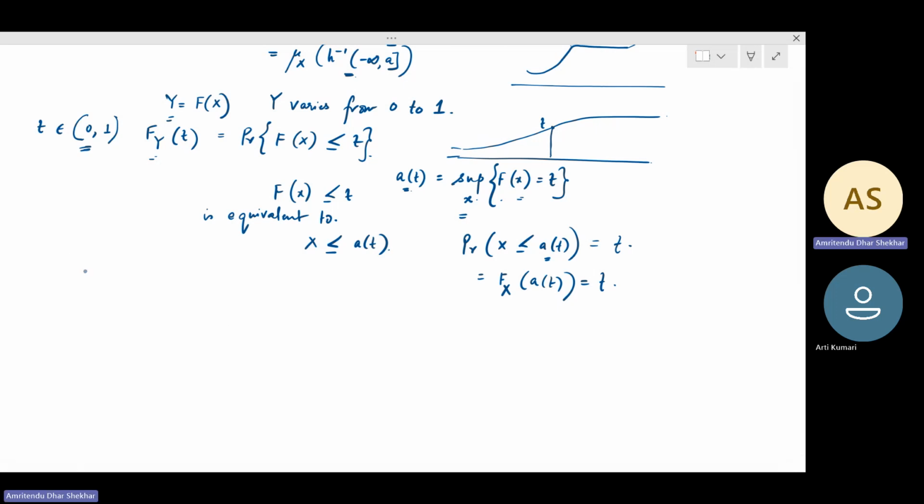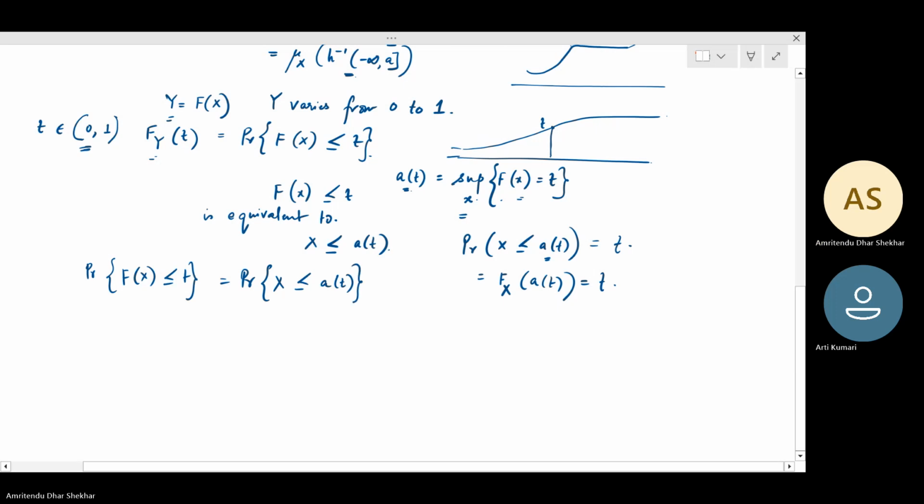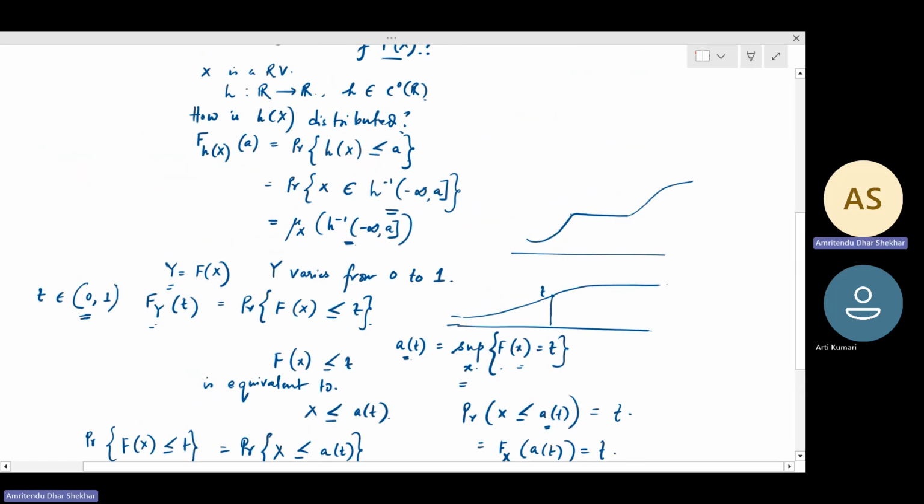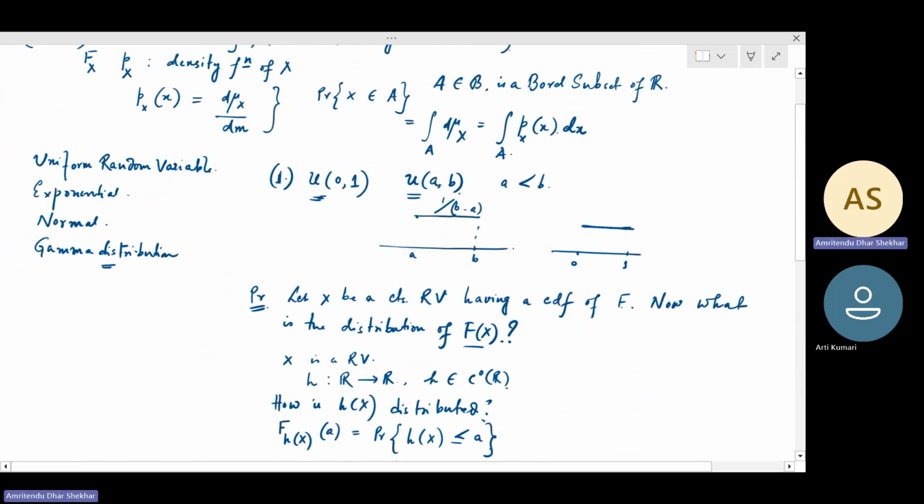Right. So the probability of F of X being less than or equal to t is the probability of X being less than or equal to F inverse of t, which is just equal to t. So it follows that F of X is the uniform random variable from 0 comma 1. Right. So that's a nice way in which the uniform random variable shows up.